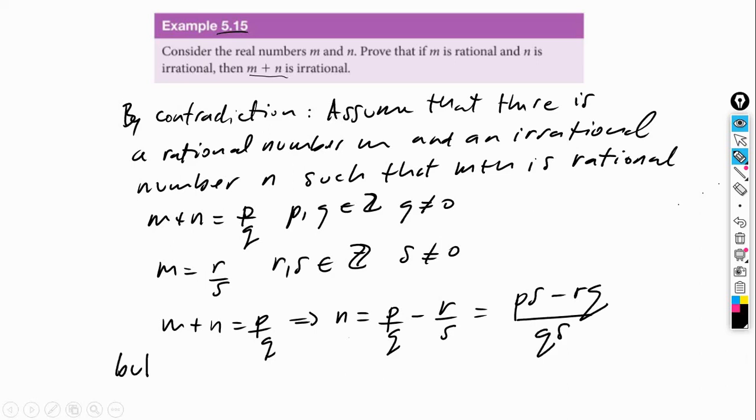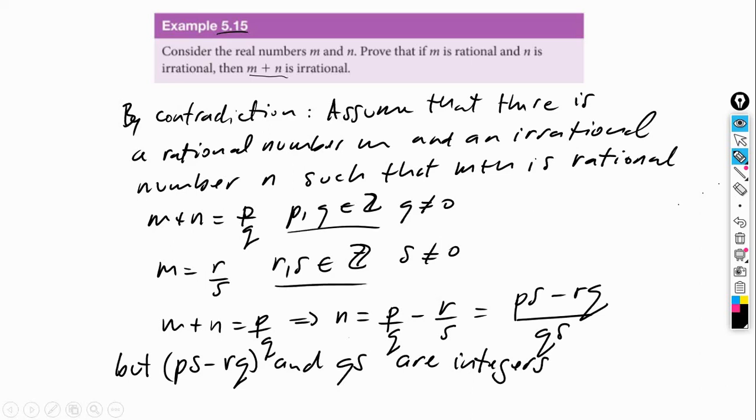But this is the same as saying p times s minus r times q over q times s. But notice that p times s minus r times q and q times s are integers, since we already stated that p, q, r, and s are integers. Therefore, n is rational, and this is a contradiction.